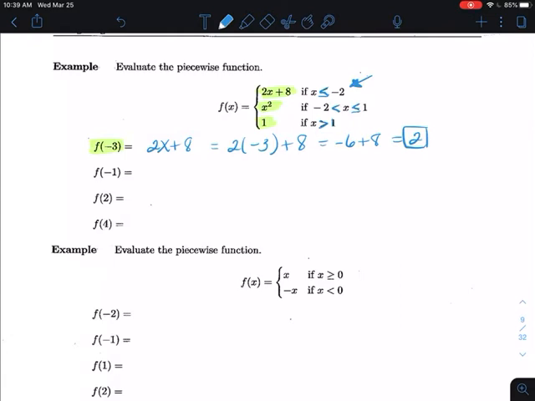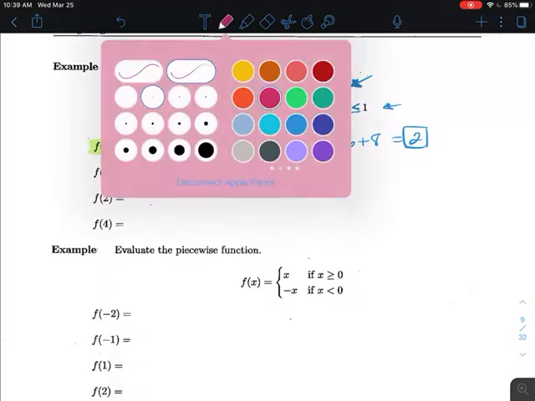All right, f of -1. Well, if I look up here, -1 will be a number that falls between -2 and 1. So I have to use x squared. Notice how I always write down my equation first. I'm going to have to use x squared to get the answer. So now I'll take -1 and plug it in for x. So this is -1 squared, which is +1.